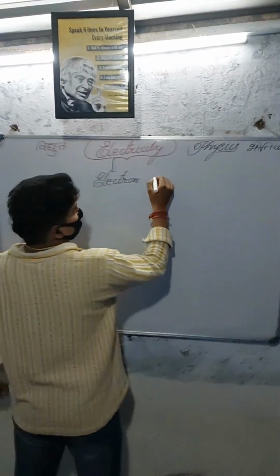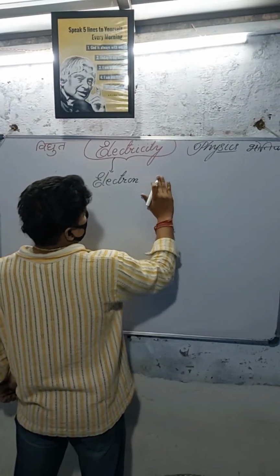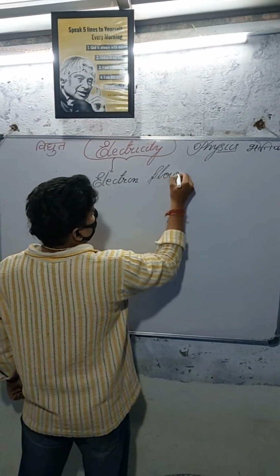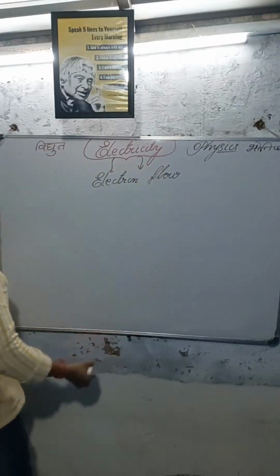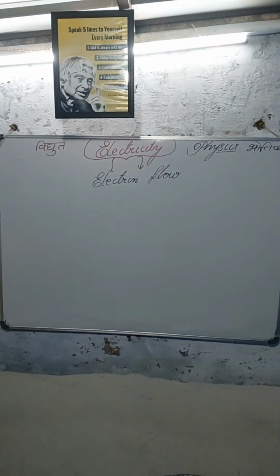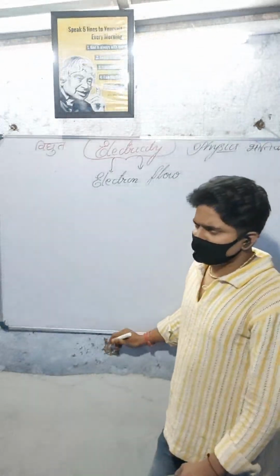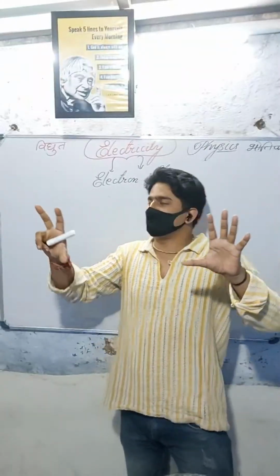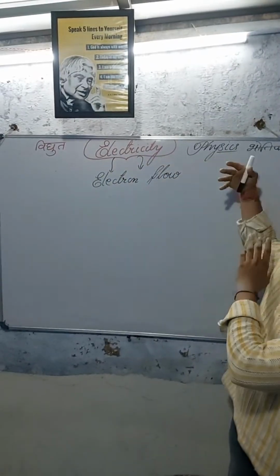City means what? City means flow. The meaning of this chapter, wonderful chapter, is electricity. Electricity is made up of two different words: electric comes from electrons, city comes from flow.